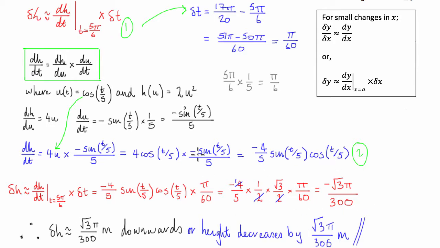And the third step is putting the pieces of the puzzle together. So I rewrote my formula of increments, which was rewritten down here. Then I substituted all of the information that I'd gathered throughout the question into this formula of increments. I have my derivative of height with respect to time, times my incremental change in time. I then evaluated all of the components at the initial time, which was 5 pi over 6, and I came out with my answer of negative root 3 pi on 300.